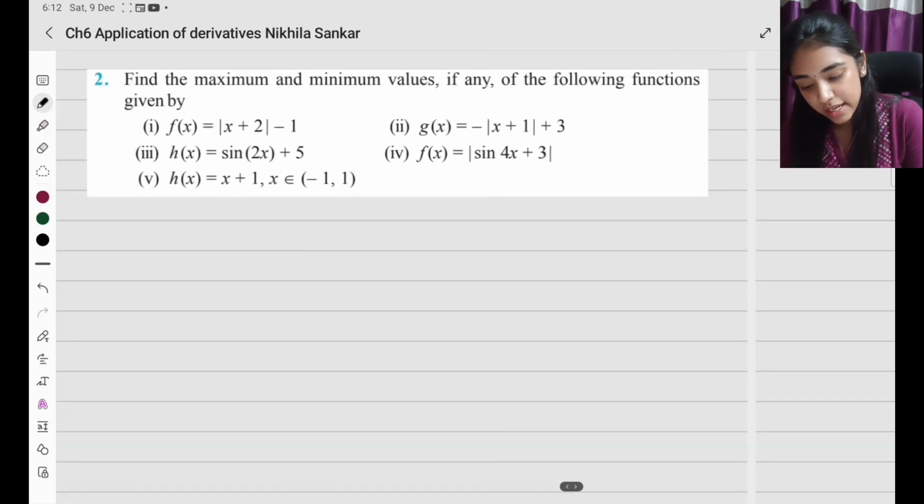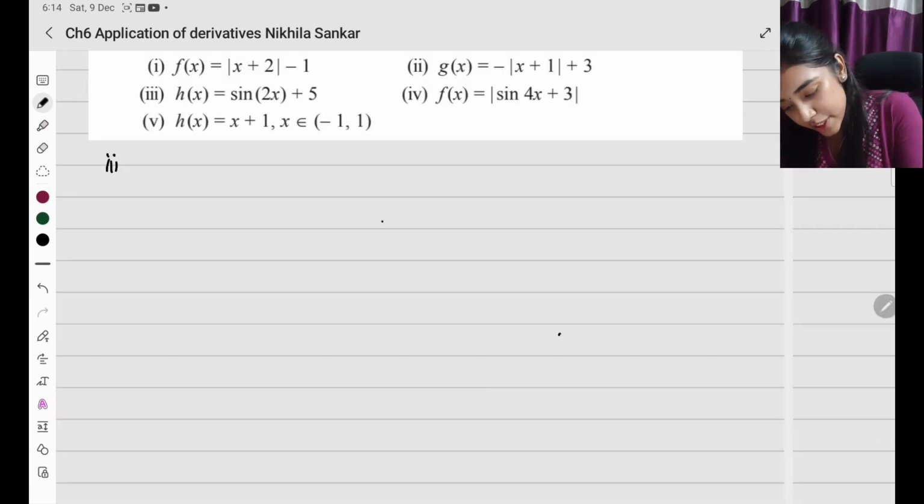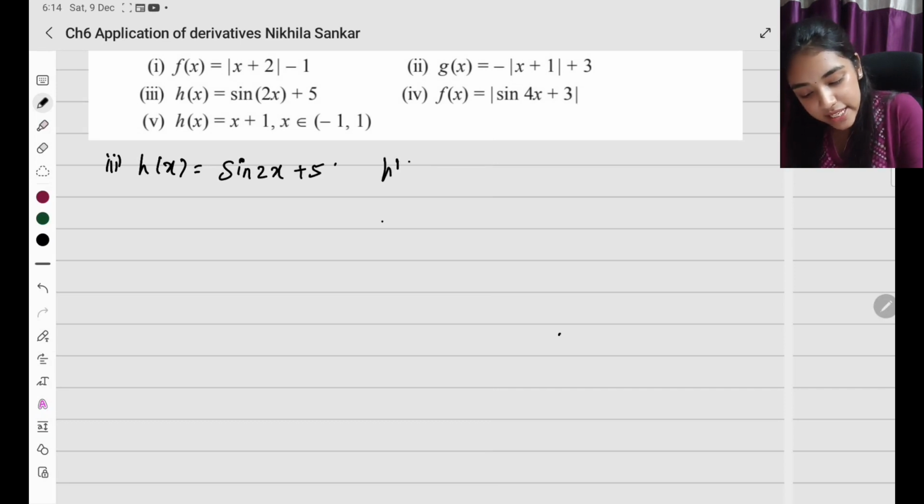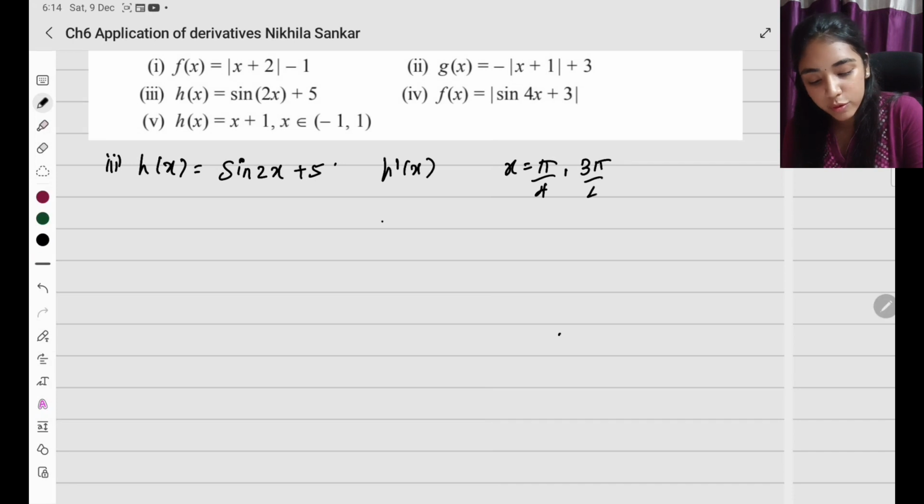Subsection 3. I have a sin 2x function. h of x equals sin 2x plus 5. Here, it is easy to differentiate and then find the values. But what values are we going to get? I am going to get something like pi by 4, 3 pi by 4. The values will come in multiples.